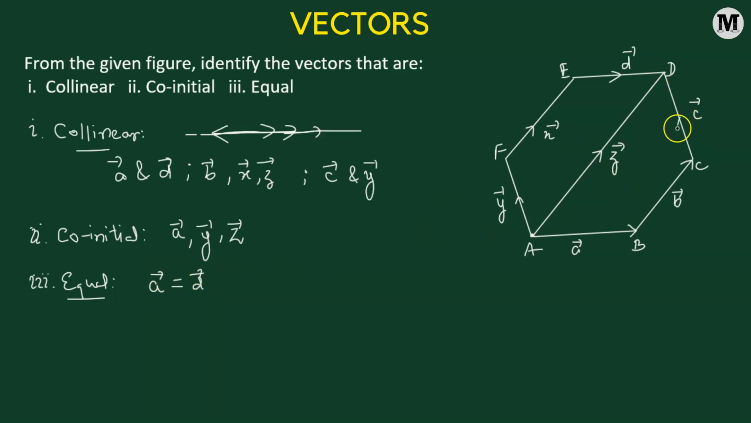Now here, I missed out the direction of vector C. Now vector C and vector Y are going to be equal to each other because both of them have the same length. They also are pointing in the same direction and are collinear. Is there any other pair left that are equal? Yes, that's vector B and vector X. Both B and X are pointing in the same direction. They are of the same length and they are collinear.